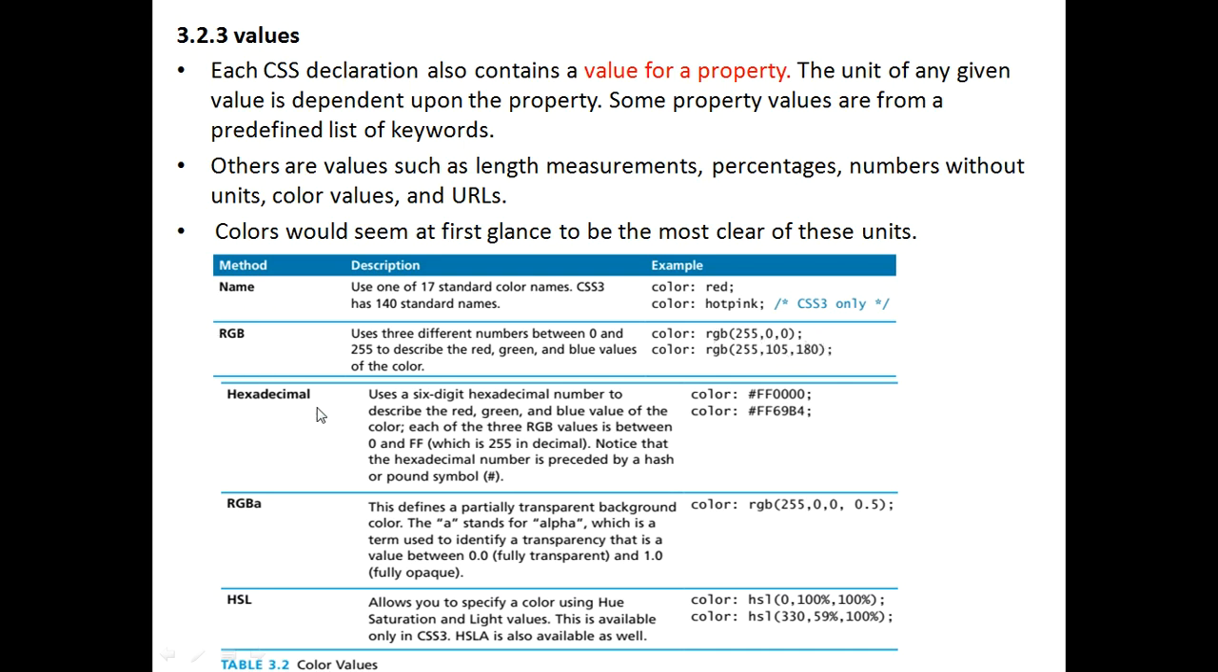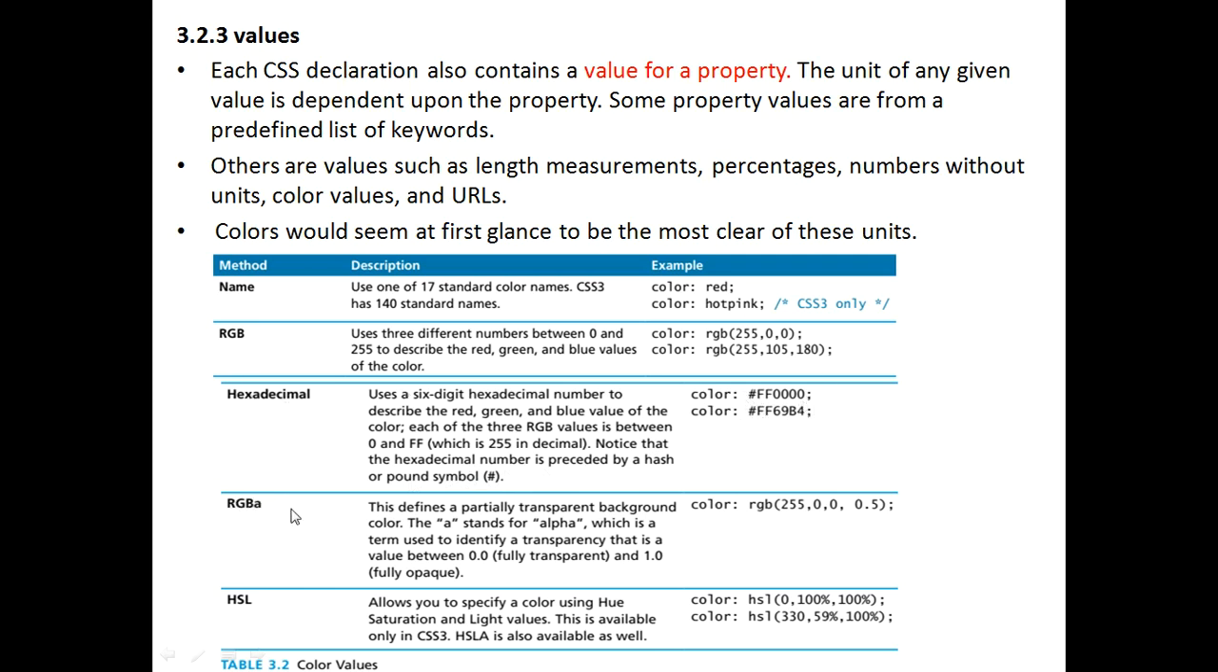That's the RGB representation. Hexadecimal representation, in the sense that 2 digits represent a single color. FF represents the red, again 2 digits for the green, again 2 digits for the blue. That's a 6-digit hexadecimal number to describe the red, green, and blue values of the color. Each of the 3 RGB values is between 0 and FF, which is nothing but 255 in decimal. Notice that the hexadecimal number is preceded by the hash or pound symbol, starting with the hash symbol followed by 6 hexadecimal digits.